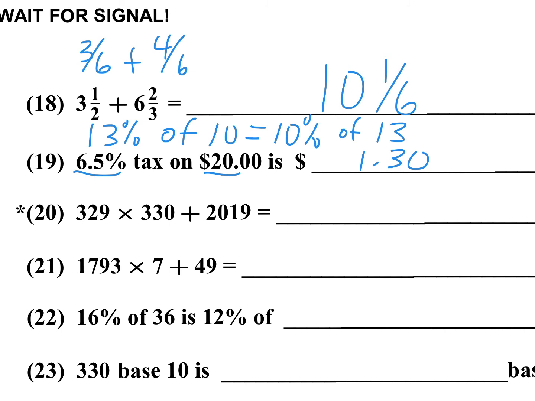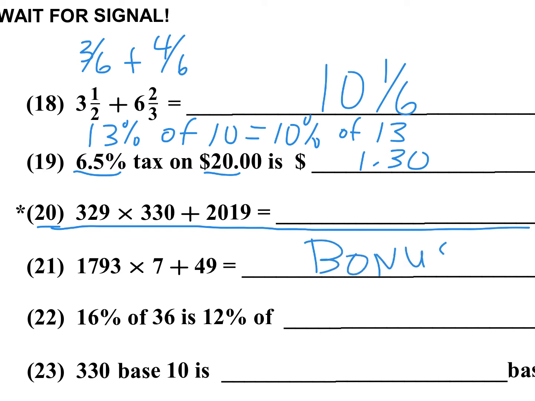Number 20 is a star problem, and this is an approximation. And I'm doing the first 20, and if you hang around to the very end, we will do some bonus problems. Now, 329 is pretty close to 330, so I'm multiplying 330 times 330. Since I already added 1 here, I can pretty much disregard this as an approximation.